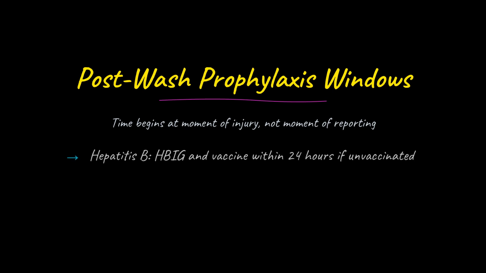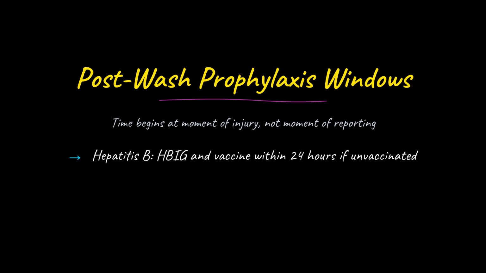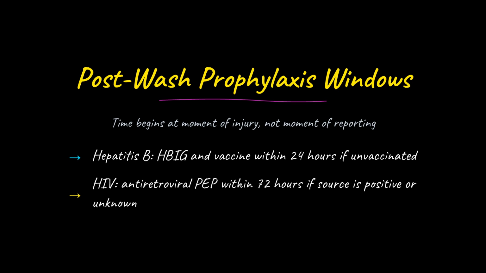After washing and reporting, employee health evaluates the source patient's infection status and the worker's vaccination history. For hepatitis B, prophylaxis must begin within 24 hours. For HIV, antiretroviral post-exposure prophylaxis must start within 72 hours. Both clocks start at the moment of injury.